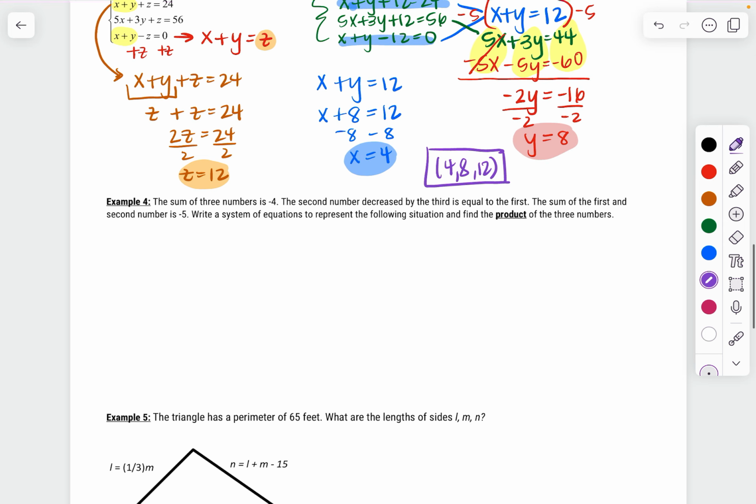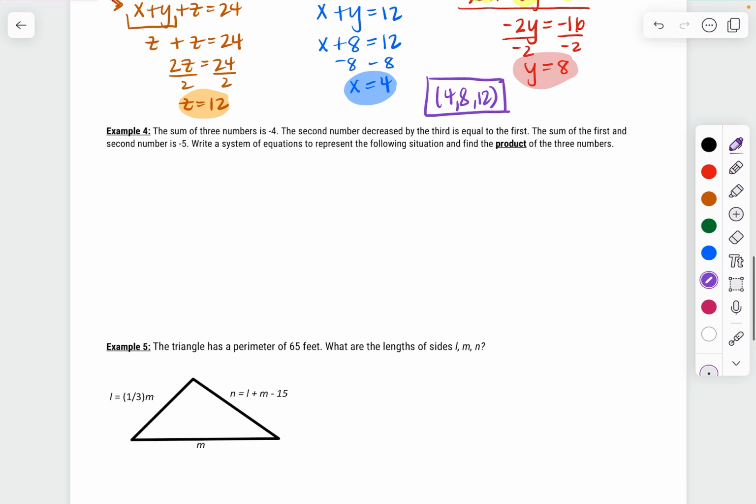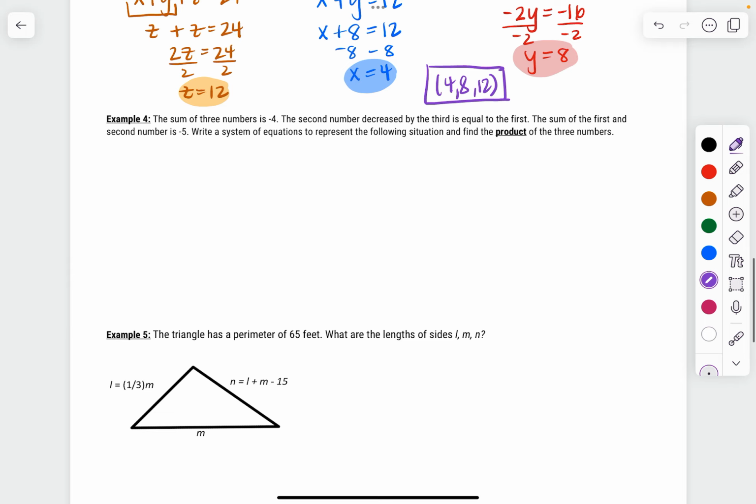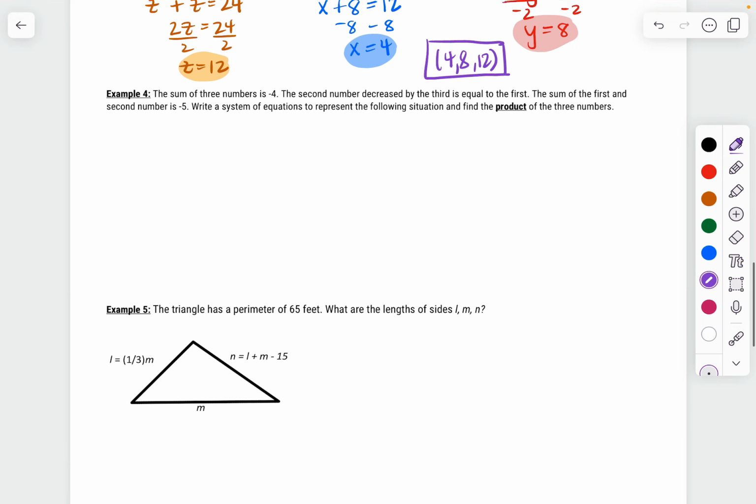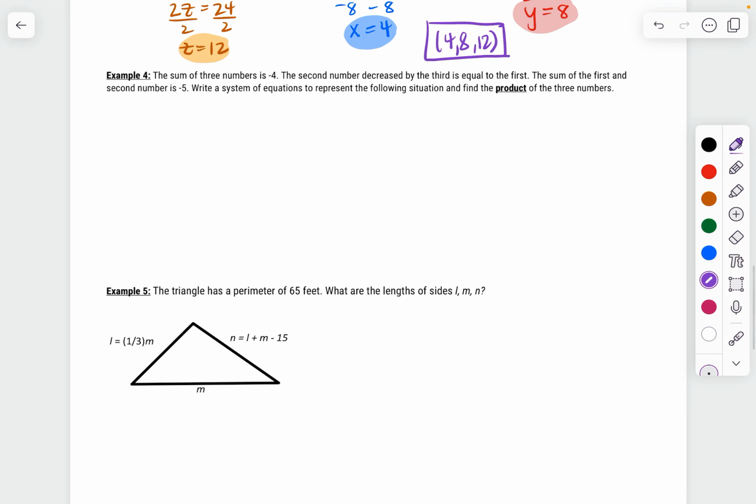The next 2 we're going to look at are word problems, and those are going to require some word answers. So the first one gives us a bunch of information. The sum of 3 numbers is negative 4. The second number decreased by the third is equal to the first. The sum of the first and second is negative 5. Write a system of equations to represent the following situation and find the product of the 3 numbers.